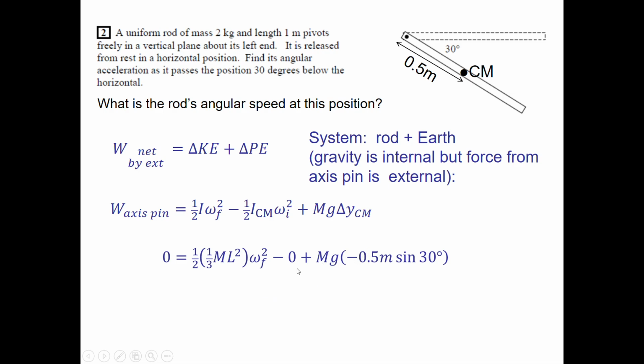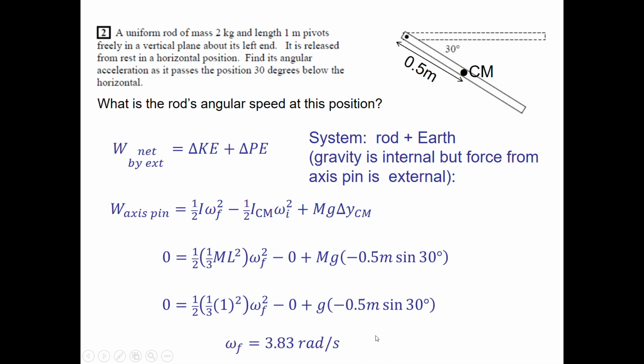The m's can cancel out here because we can divide both sides by m, and the m will just go away. And also L in that moment of inertia is the length of the rod, so we can plug in 1 meter for L. Now we know everything in that expression except omega final. Plugging it into the calculator, we get 3.83 radians per second as the angular speed, the rate at which it's rotating about the axis as it moves through that point right there.